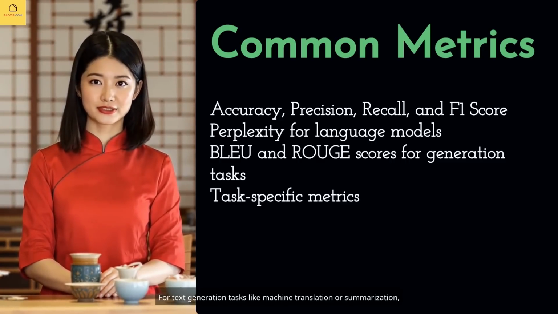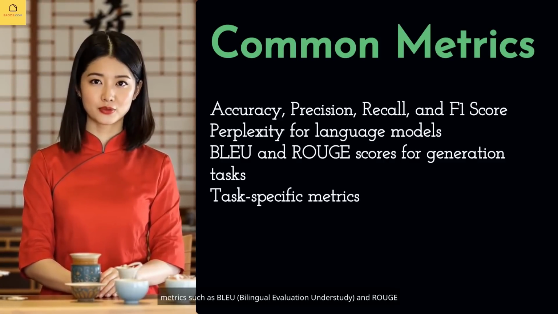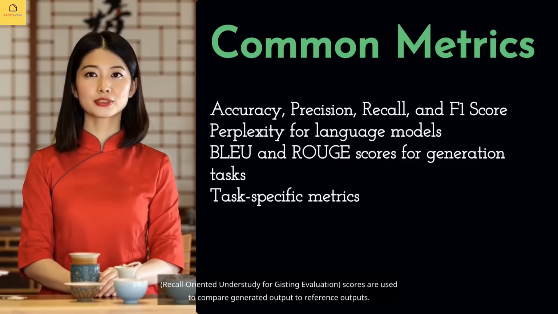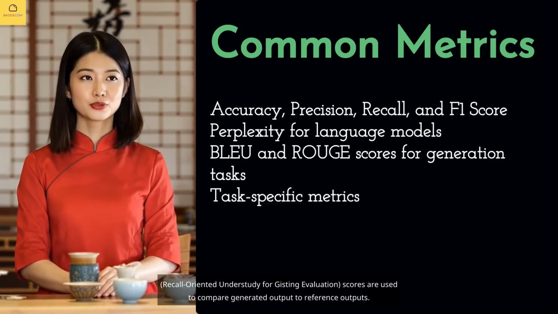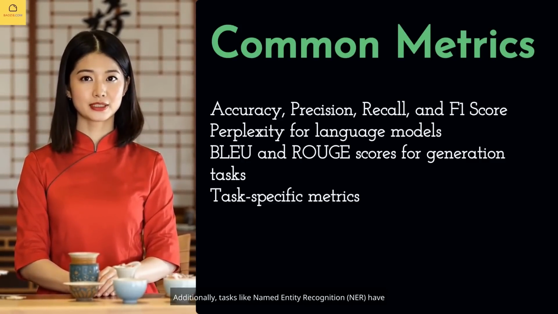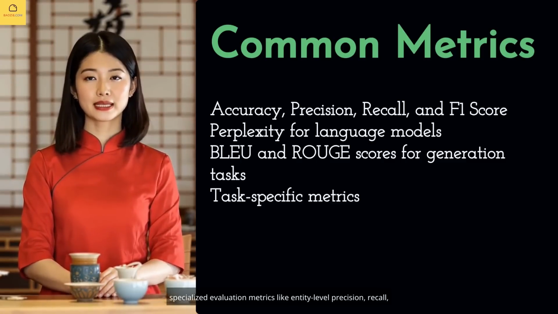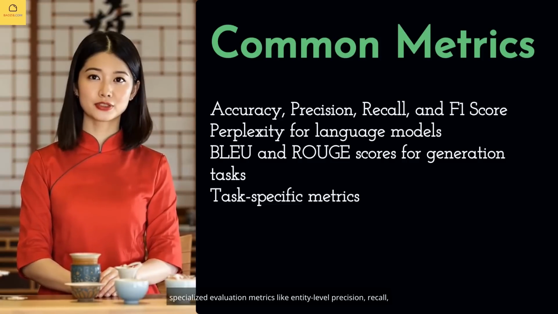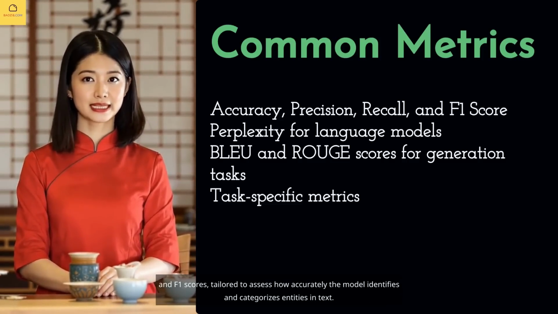For text generation tasks like machine translation or summarization, metrics such as BLEU, bilingual evaluation understudy, and ROUGE, recall-oriented understudy for gisting evaluation, scores are used to compare generated output to reference outputs. Additionally, tasks like named entity recognition, NER, have specialized evaluation metrics like entity-level precision, recall, and F1 scores, tailored to assess how accurately the model identifies and categorizes entities in text.